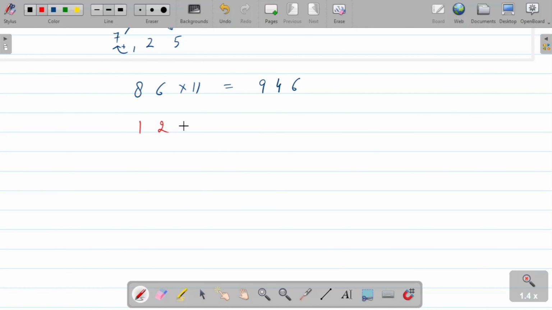It's 123 multiplied by 11. Write the first digit as it is. Add these two digits, answer is 3. Add these two digits, answer is 5. Last digit as it is. Let's take a bigger number.